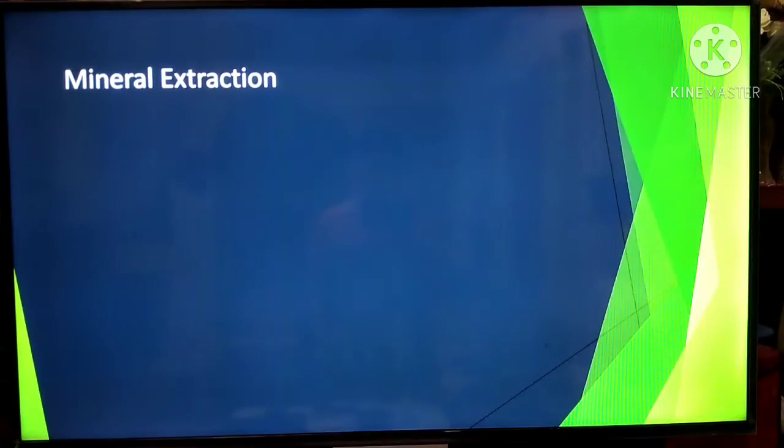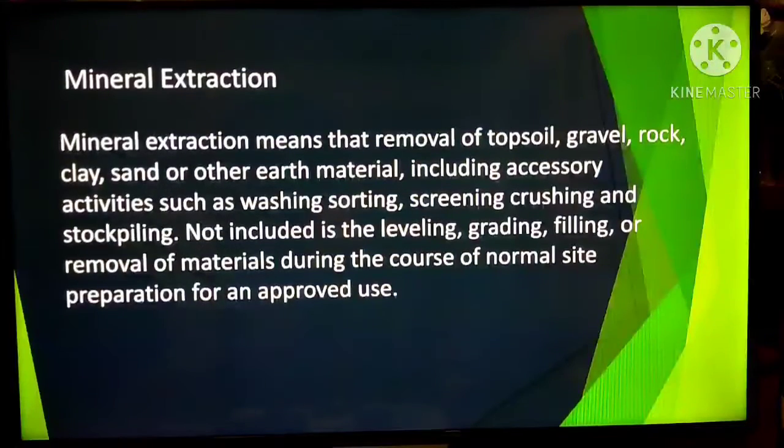So what is mineral extraction? Mineral extraction means the removal of topsoil, gravel, rock, clay, sand, or other earth material, including accessory activities such as washing, sorting, screening, crushing, and stockpiling. Not included is the leveling, grading, filling, or removal of materials during the course of normal site preparation for an approved use. So mining is related to mineral extraction because the purpose of mining is to extract minerals, ores, and non-renewable resources for economic and industrial purposes.